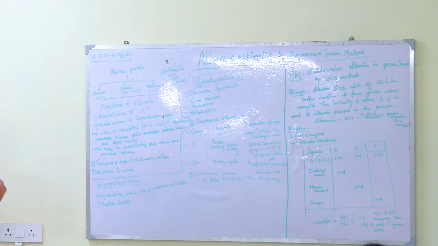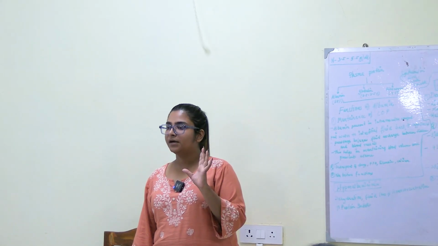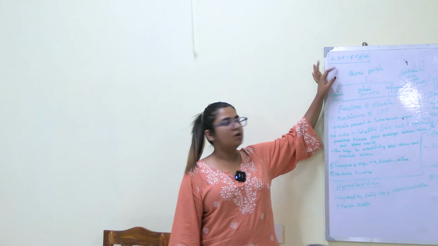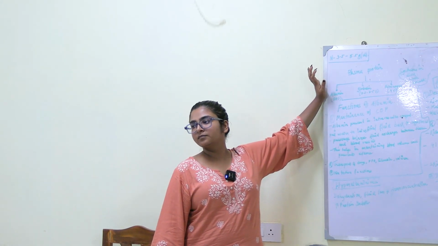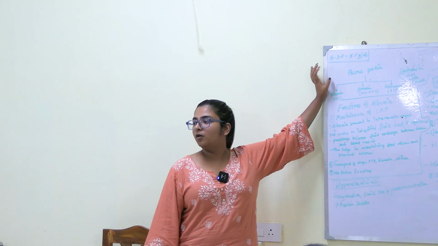Now you have a value. Suppose you have 4 gram per dl. Now what is the normal value of albumin in our body? 3.5 to 4.5 gram per dl. This is the normal albumin value of our body.